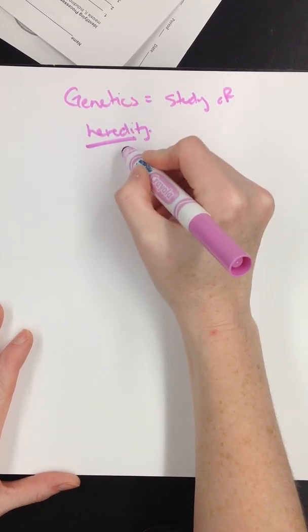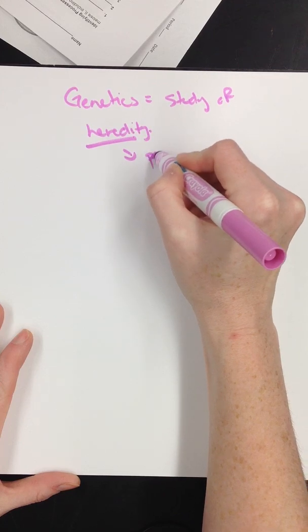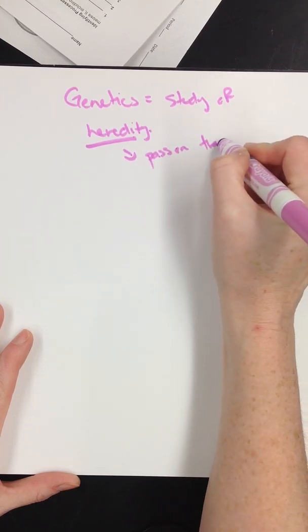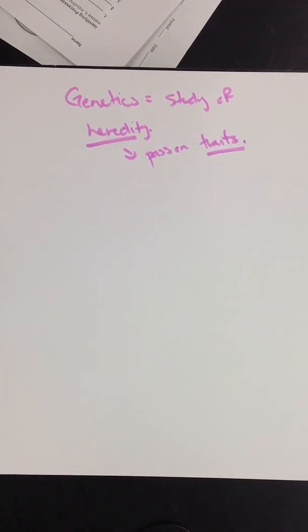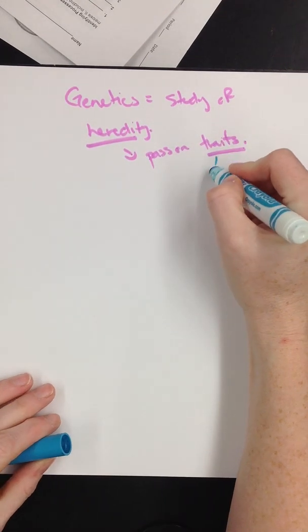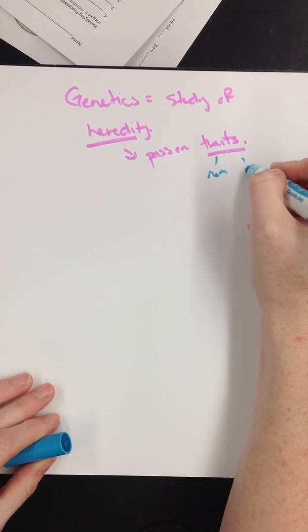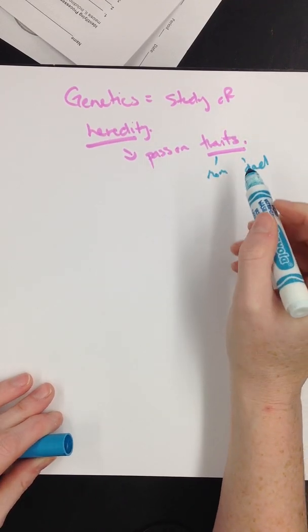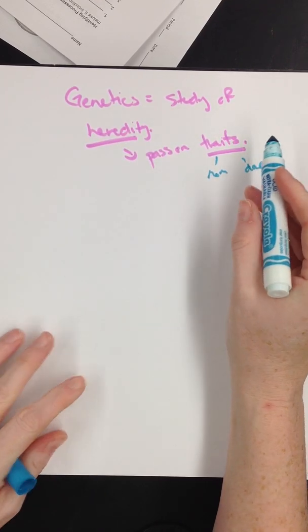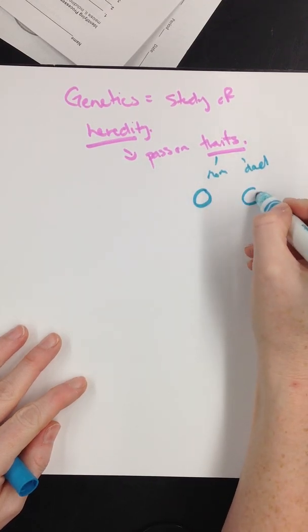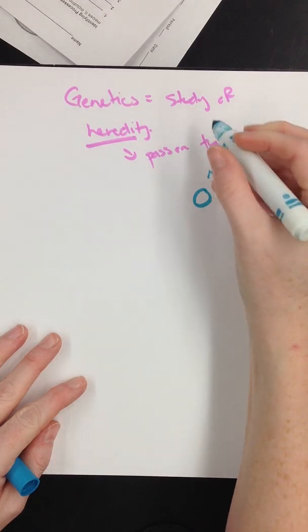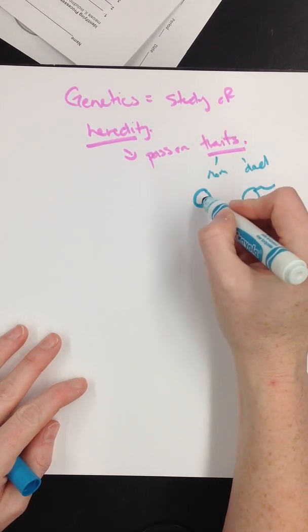And if I look at the word heredity, heredity just means I'm going to pass on traits. Right? And of course, where do you get your traits from? Well, remember, you get one from mom and you get one from dad. That's why when we talked a long time ago about sexual reproduction, here's her egg and then here's your dad's sperm, and they're going to have some type of trait.